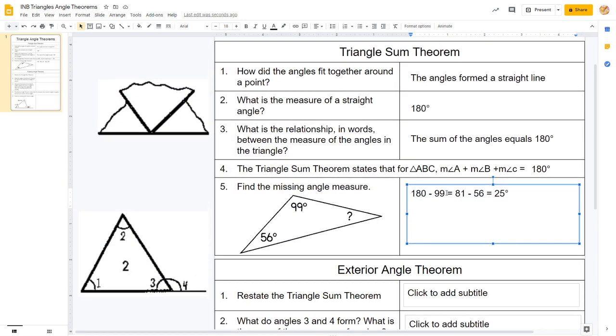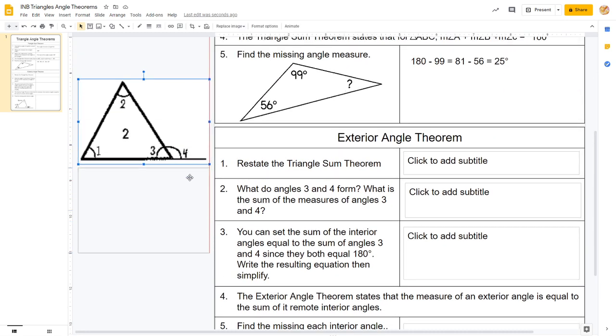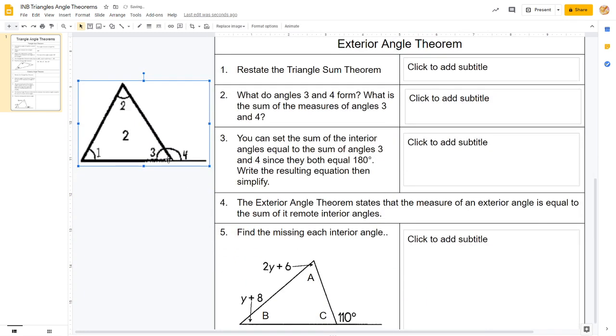And that's all there is to the triangle sum: the angles inside all add up to 180. So now I have the exterior angle. The exterior angle is if we were to continue to draw any line outside of the triangle, it will form another angle, basically a supplementary angle to the angle it's connected to. So as you see, 4 and 3 are considered supplementary angles.